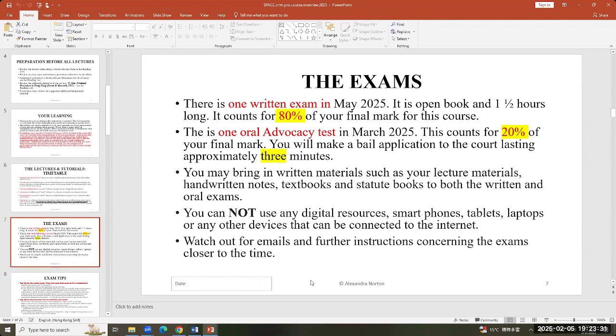Of course, you have notes with you, right? But you treat it like a closed book exam, even though it's open book. You come in with all the knowledge in your head so that you can spend the entire time writing, because it counts for 80%. And then your oral advocacy test, which is the bail application, counts for 20%. And you only have about 3 minutes to make it. So time is very tight. But you can bring whatever you want into the written exam or the advocacy test. Obviously, you just can't use anything online.